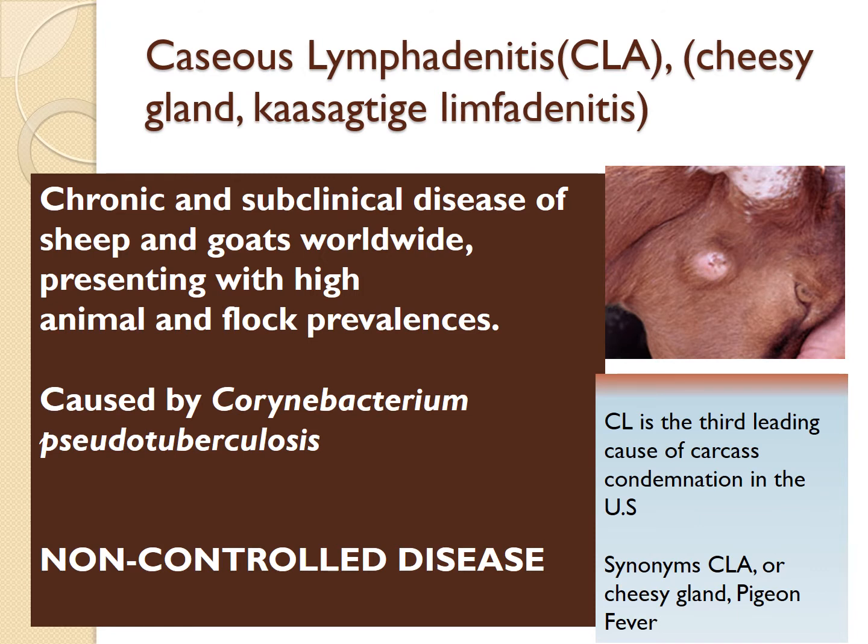The first disease on our list is caseous lymphadenitis, also known as CLA. It is a chronic and subclinical disease of sheep and goats that occurs worldwide. It presents with high prevalences in animals and flocks. The disease is caused by Corynebacterium pseudotuberculosis. This is not a controlled disease, even though it causes economic losses due to carcass condemnation.